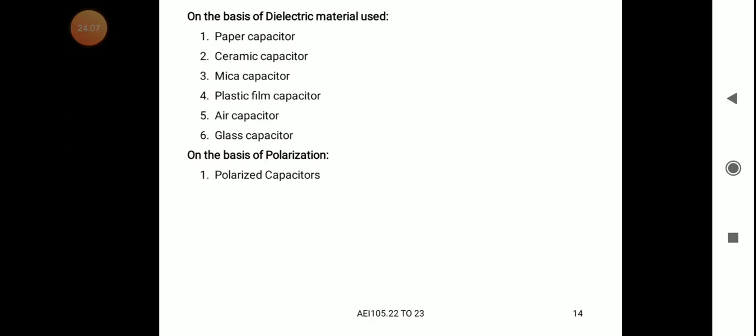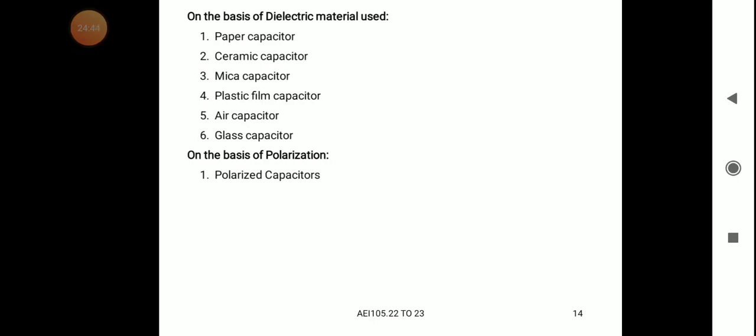The first classification is the paper capacitor. In this, paper is used as the dielectric material, that is, paper is used in between the two plates. Next one is the ceramic capacitor, where ceramic material is used as the dielectric material. You can also use mica. If you use mica, that capacitor is called a mica capacitor.